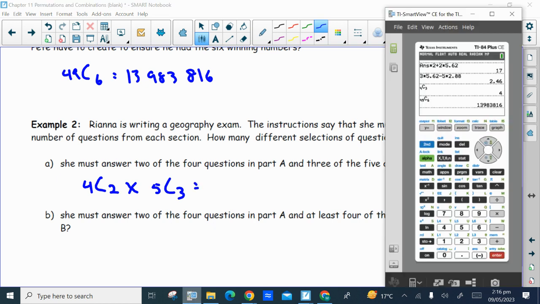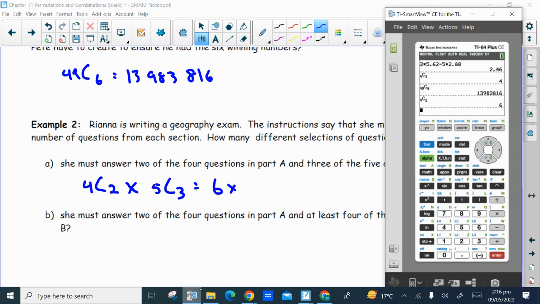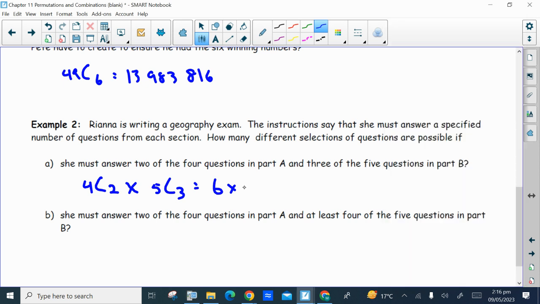You can actually do this all at once in your calculator, or you can do each one individually. Doesn't matter. 4C2 is 6 times 5C3, which is 10. And when you multiply those, you're going to get 60.